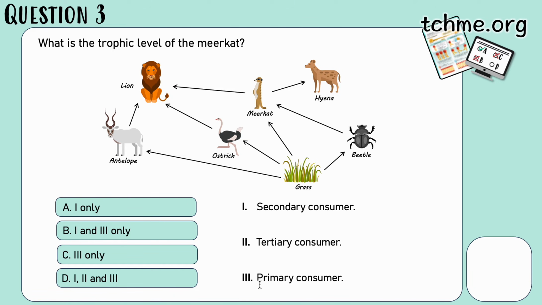So 1 and 3 is true, but there's no food chain that we can look at in this picture that allows it to be a tertiary consumer. So the answer is going to be 1 and 3, which is going to be B.